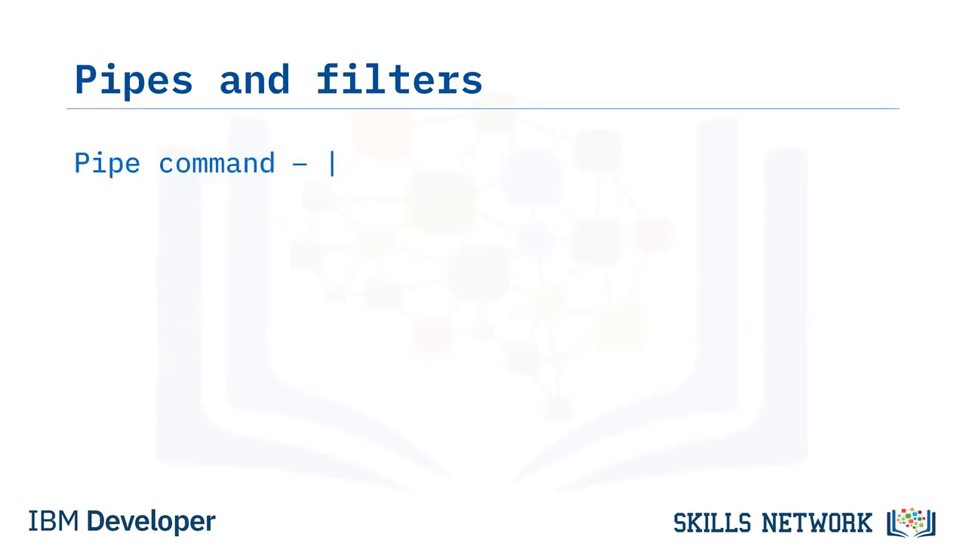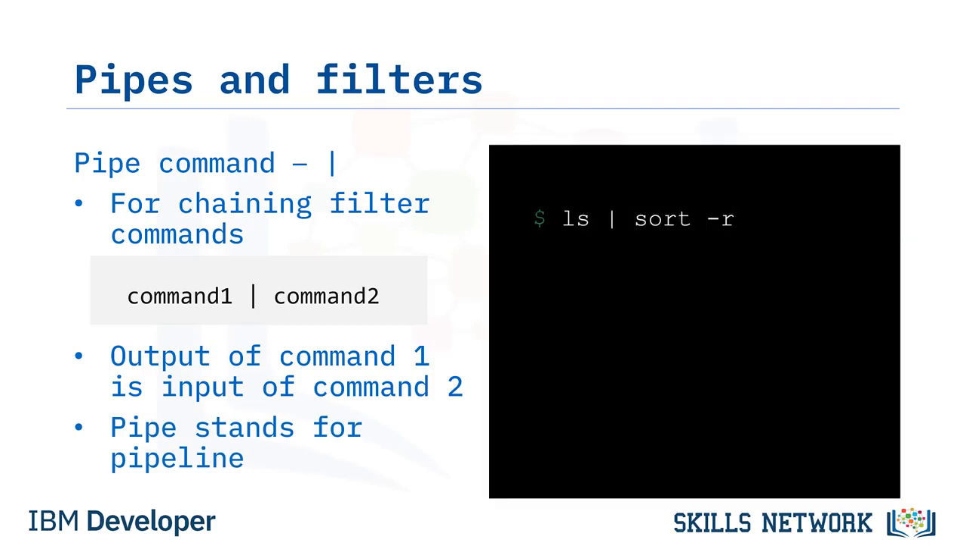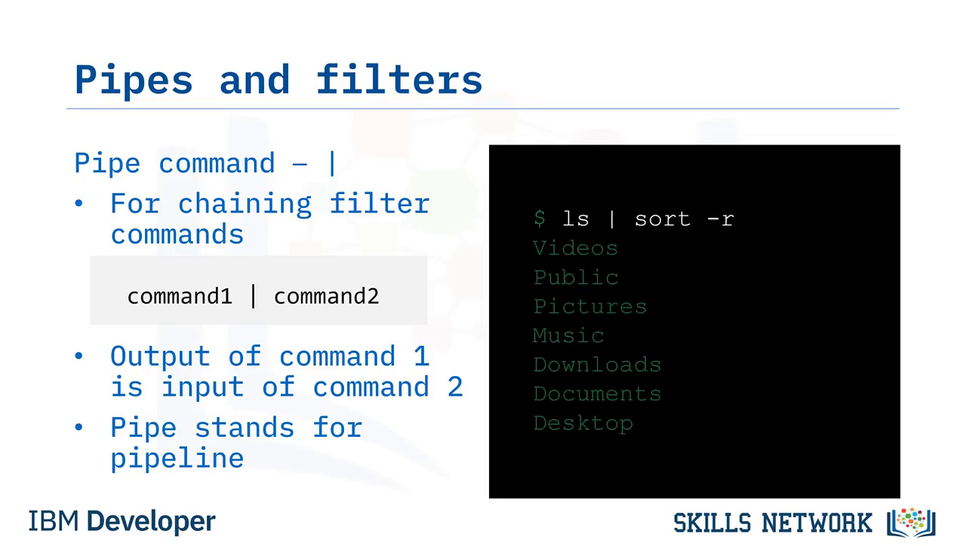The pipe command, denoted by a vertical bar, immensely extends the functionality of shells. It allows you to chain together sequences of filter commands. The use pattern looks like this. Accordingly, the output of command 1 becomes the input of command 2, and so on. And not surprisingly, pipe is short for pipeline. For example, you can pipe the output of ls to the sort command with the -r option, which results in a reverse sorted list of directory contents.